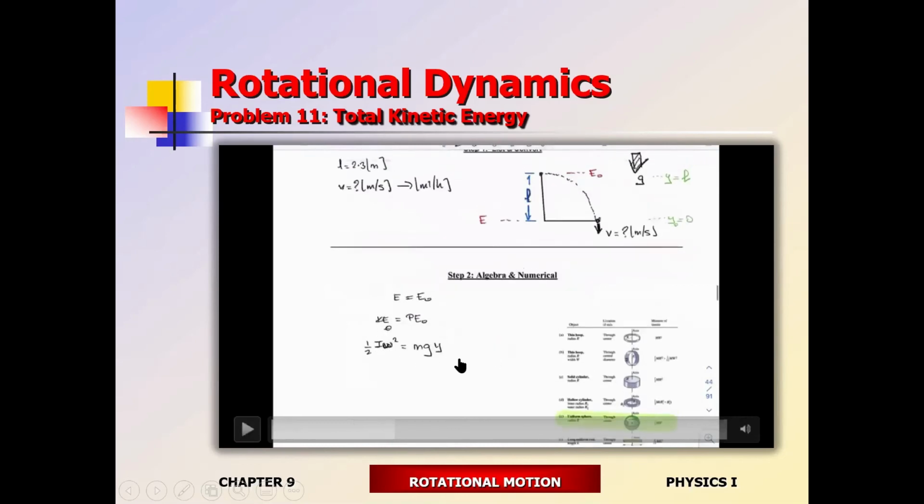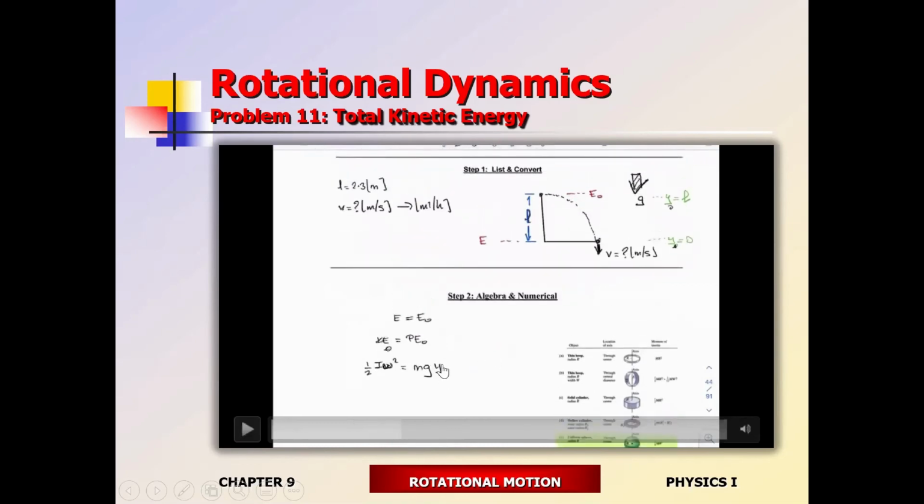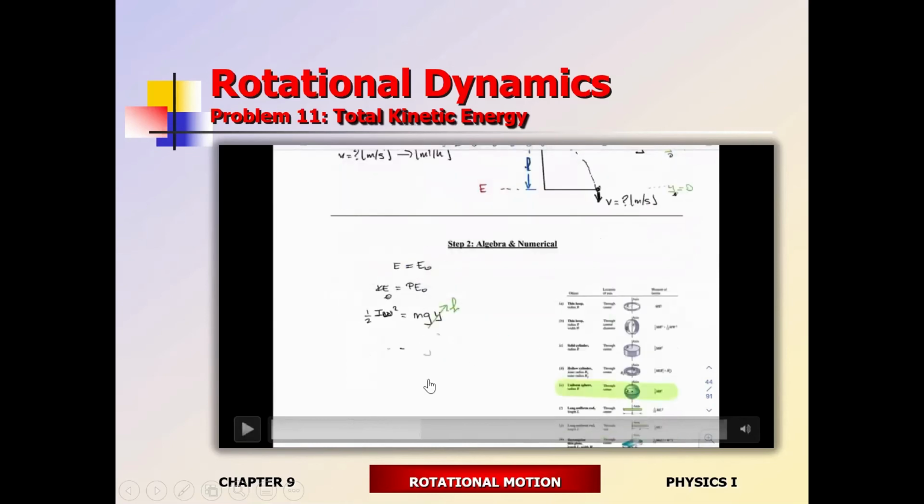So you got the rotational kinetic energy here. All right, so the initial height is going to be here, so it's going to be the same as the length of the pole. So that becomes L. All right, let me try again.